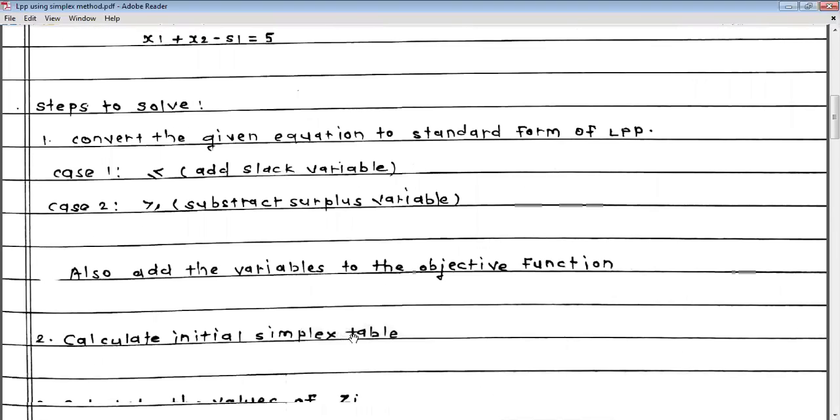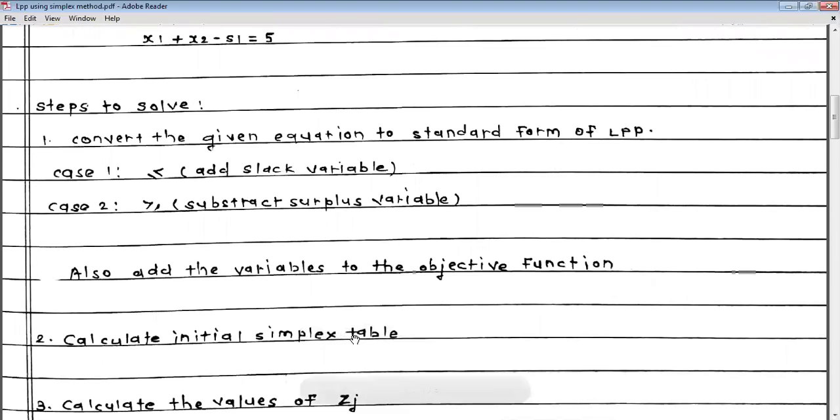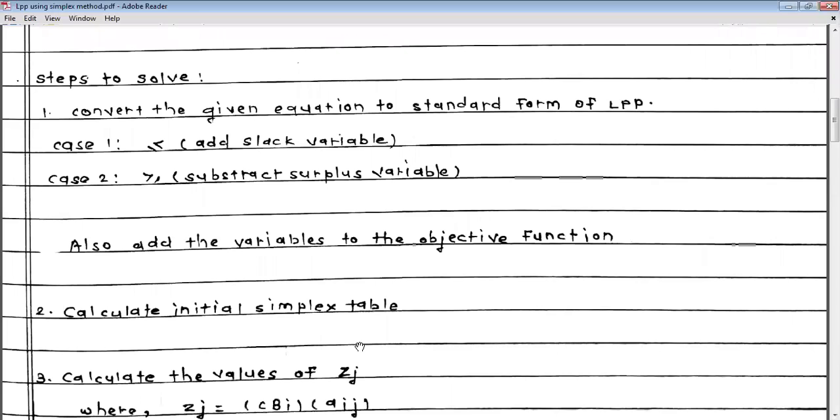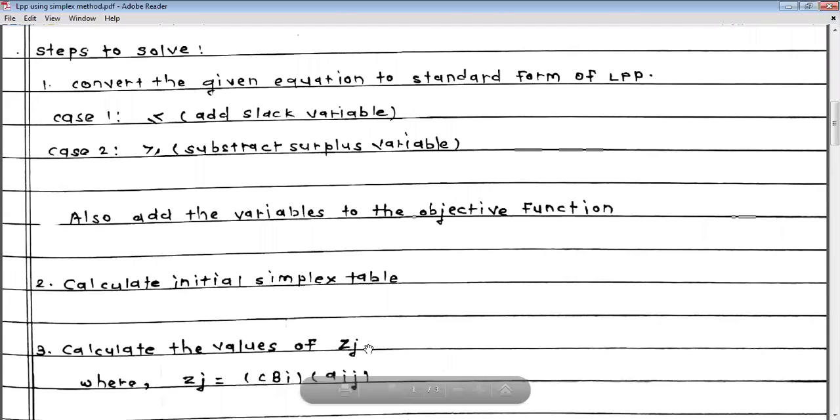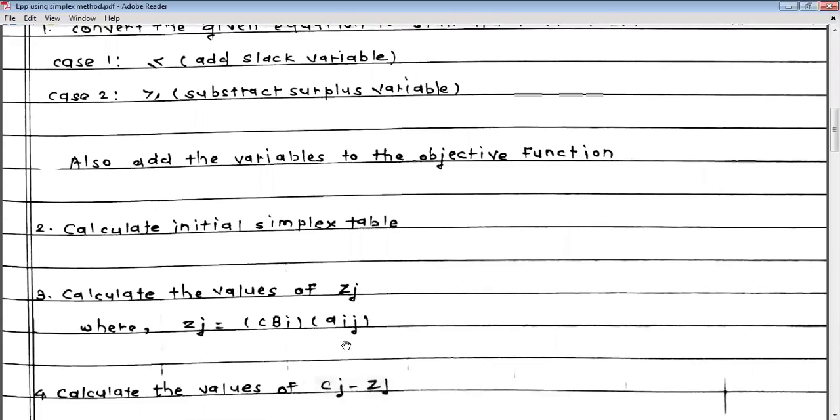Now you need to calculate the initial simplex table. This initial simplex table will give you the coefficients of the basic variables. You'll write the basic variables, and then you'll write the coefficients of the objective function. After this, we'll calculate the values of Zj. Zj uses the formula of the product of CBi into Aij, and this will be summed.